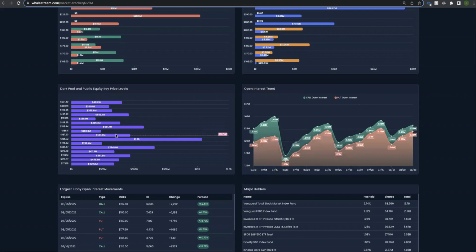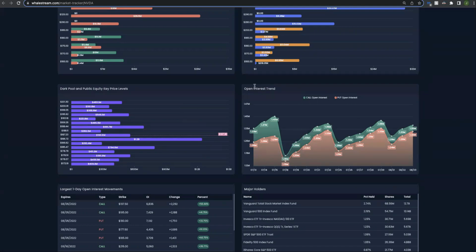And so the dark pool levels, it's going to show you based on the premium and the levels above and below. So you'll see the bar is bigger when more money was traded at that price level. And again, these levels are important because they can act as strong levels of support and resistance.